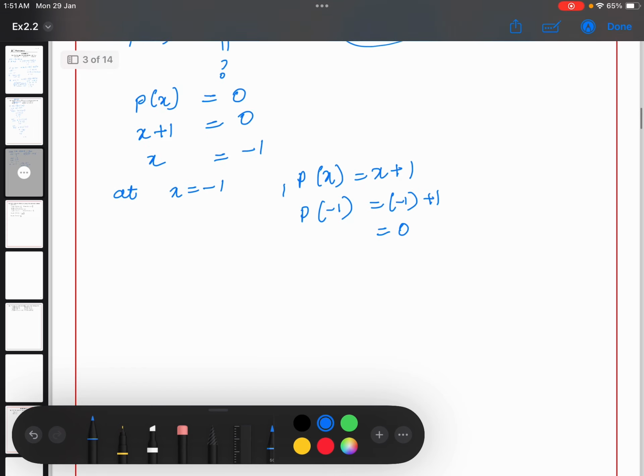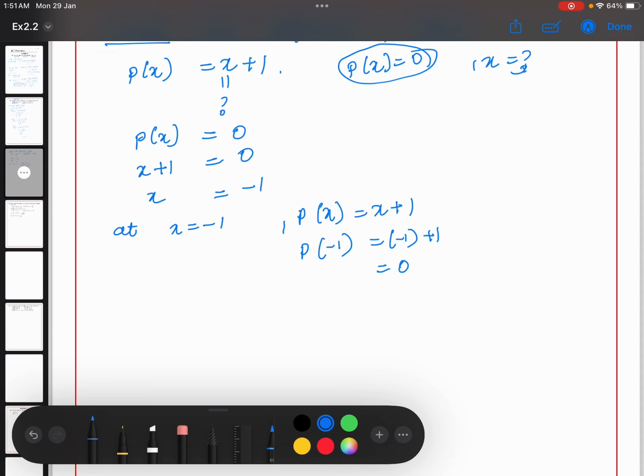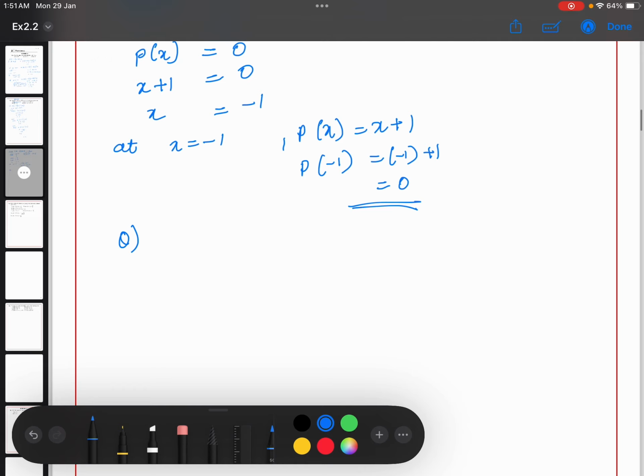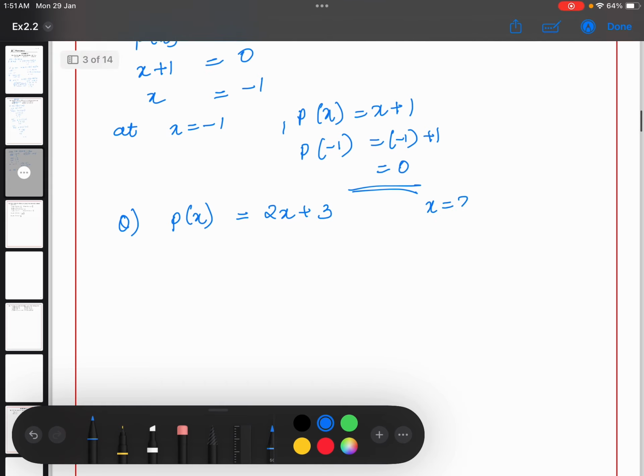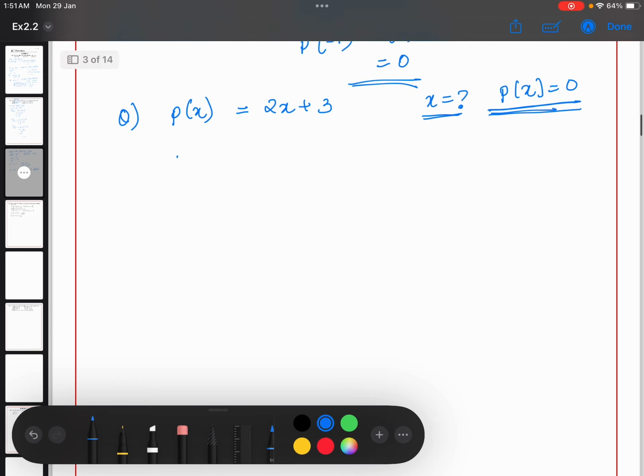So the zero of the polynomial simply means that it is one such value of x in such a way that when we substitute in this equation, the whole equation will become equal to 0. Now we'll do one more question. Okay, we'll do 2x plus 3. So the question is, what should be the value of x in such a way that when you substitute that x, your whole equation becomes 0. Okay, what value of x such that the whole equation, 2x plus 3, should be equal to 0. Clear? So we find it out by substituting it equal to 0.